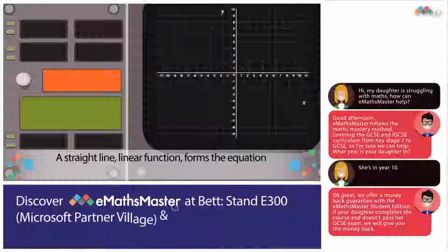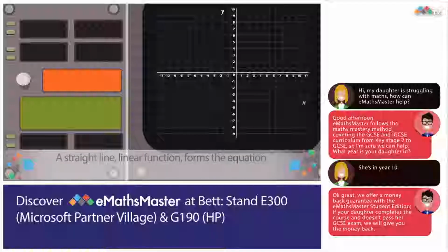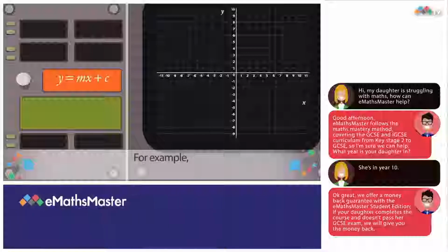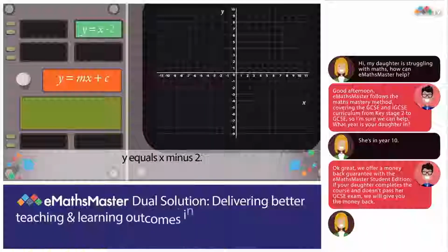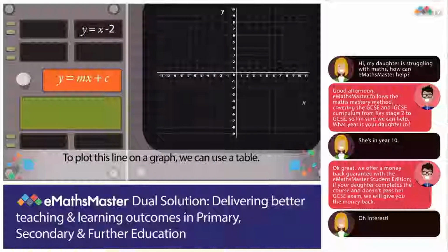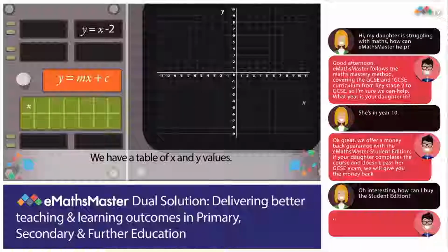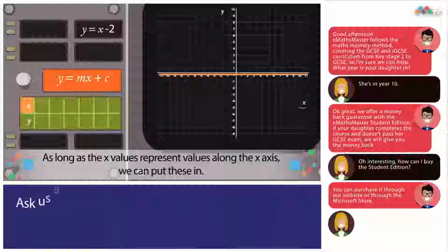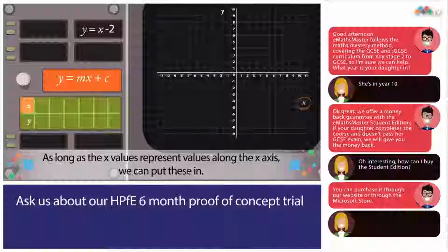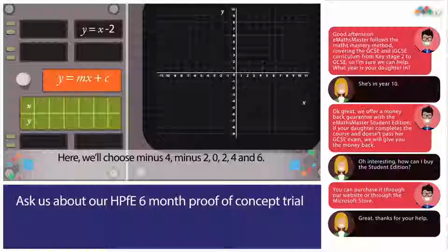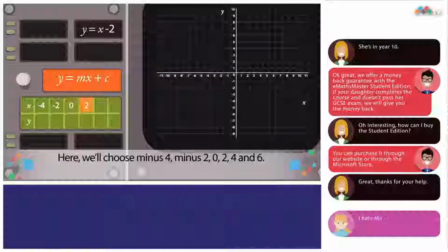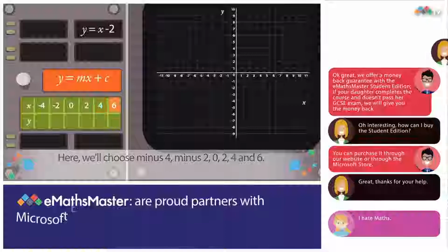A straight line linear function forms the equation y equals mx plus c. For example, y equals x minus 2. To plot this line on a graph, we can use a table. We have a table of x and y values. As long as the x values represent values along the x-axis, we can put these in. Here we'll choose -4, -2, 0, 2, 4 and 6.